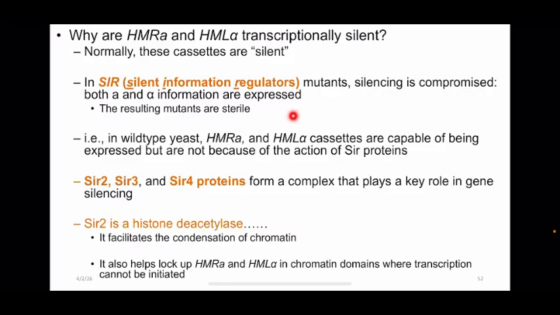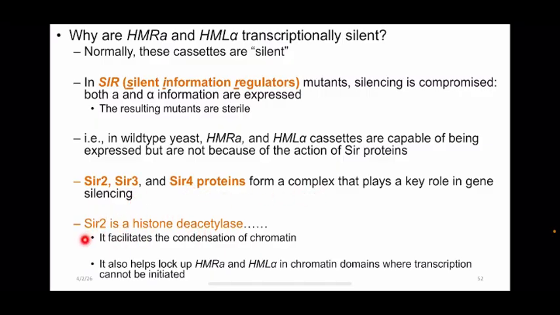That means the cell is going to code for both A and alpha, and that resulting cell is going to be sterile. But in the normal type, the SIR proteins are going to be able to silence the HML alpha and HMRA for the expression to be done only at the MAT locus, depending on the specific MAT allele present. We have three types of the SIR proteins: SIR2, SIR3, and SIR4, and they play a role in gene silencing.